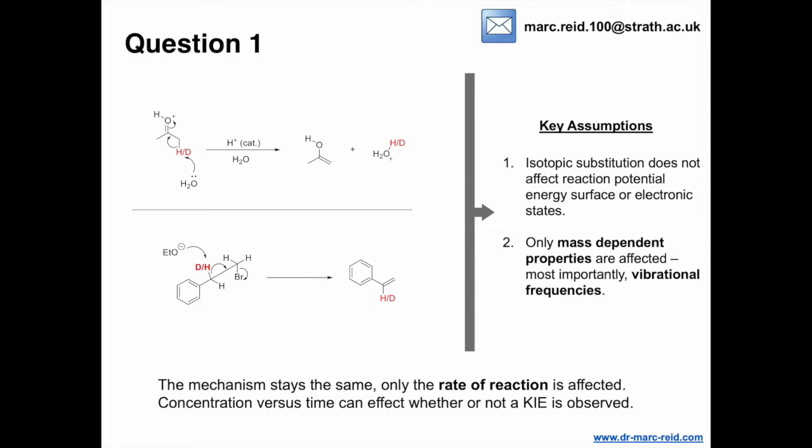Note that it is the rate of reaction and rate constants that change when we observe KIEs. The mechanism itself stays the same. It just proceeds at a different rate depending on the isotopes present.